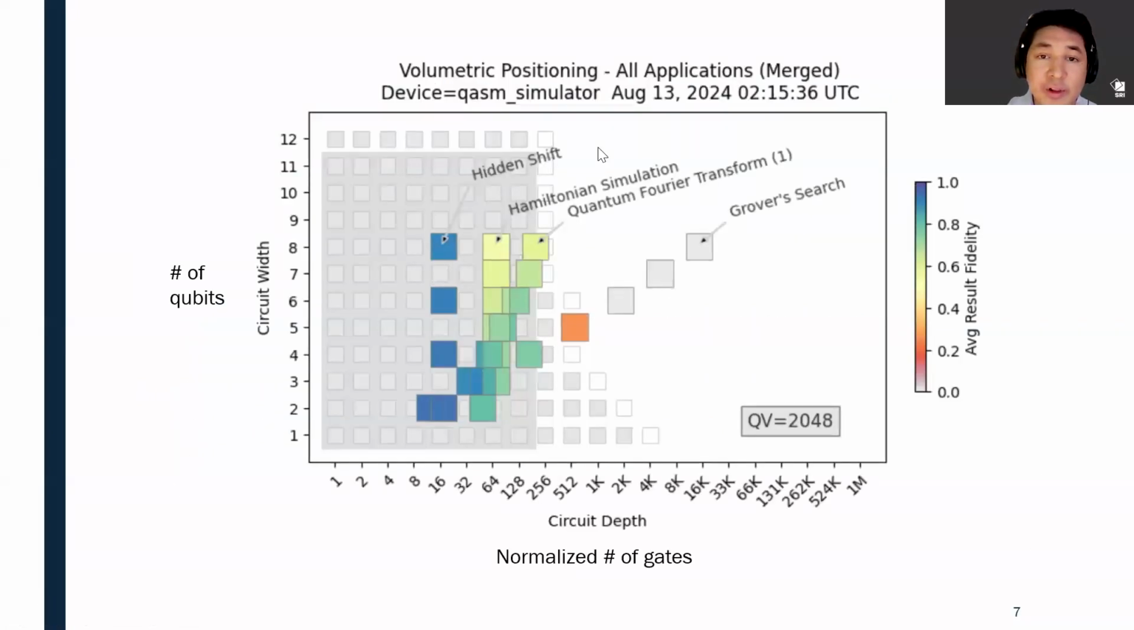So here's just an example of what the application-oriented benchmarking suite gives you. You can see here on the y-axis we have the number of qubits, and on the x-axis we have a normalized count of the number of gates in the circuit. What we're plotting here is the fidelity, or how well the algorithm is running at certain circuit depths and widths. And you can see here, for this noise model rated at a quantum volume of 2048, as you use more and more circuit resources, the algorithms get worse and worse. And obviously, as quantum computers get better and better, we hope to see all these squares become blue.